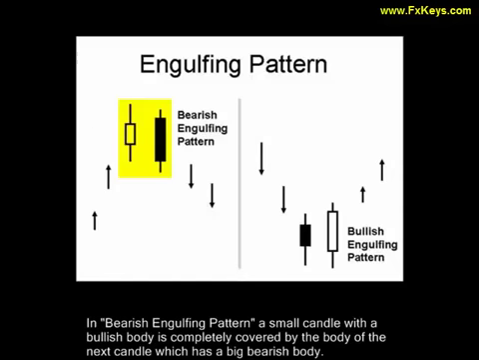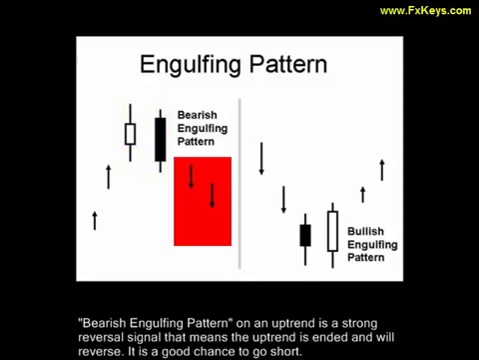In bearish engulfing pattern, a small candle with a bullish body is completely covered by the body of the next candle, which has a big bearish body. Bearish engulfing pattern on an uptrend is a strong reversal signal. That means the uptrend is ended and will reverse. It is a good chance to go short.